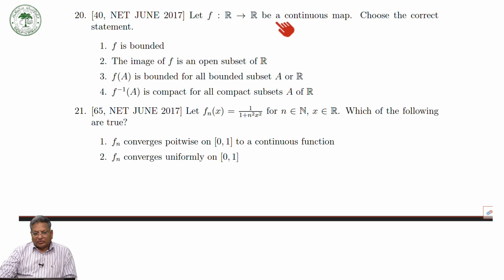f is a continuous function, and choose the correct statement. Every continuous function is bounded. The image of a bounded set is bounded. The image of an open set is an open subset. The image of f is an open subset of R? The image of a bounded set is bounded, which means that this is bounded. So you have to check the results which we have already mentioned.